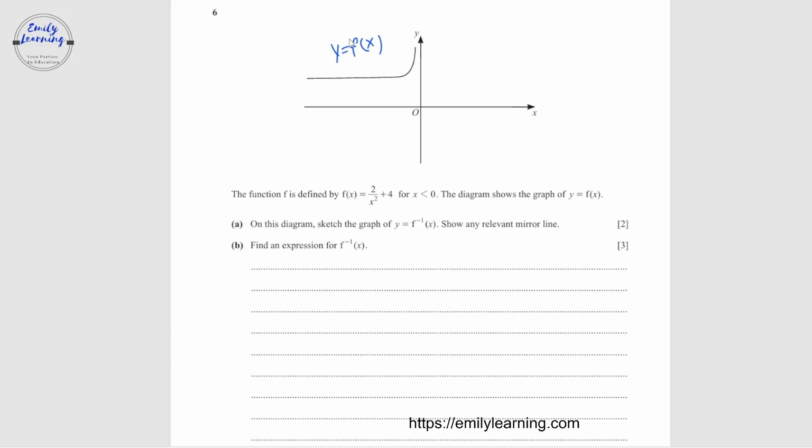So what do we know about f inverse x? Well, f inverse x is the reflection of y equals f(x) about the y equals x line. So this is y equals x. I will reflect this about this line here, and I will get f inverse x. So this will look something like this here.